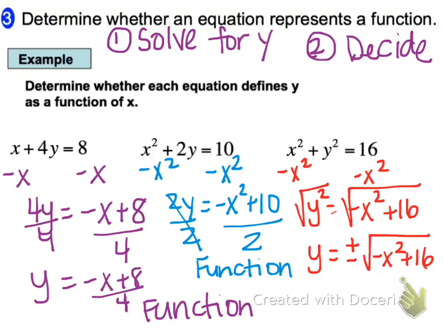Now in this case, when I plug in values, I take the opposite of the square, add 16, and take the square root. All those things I have to do. I'm going to end up with two possibilities, the positive of that and the negative of that. Since it's going to give me two different possibilities, we have to say that this is not a function. So there's a case where it's not a function.